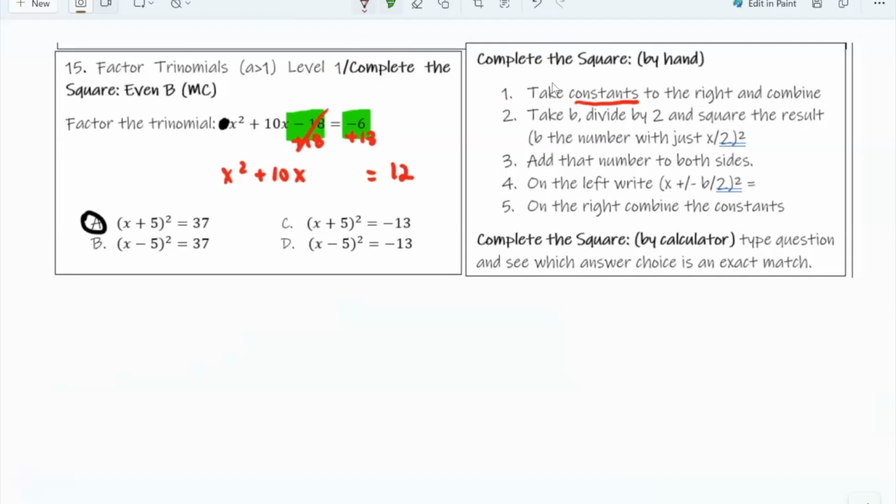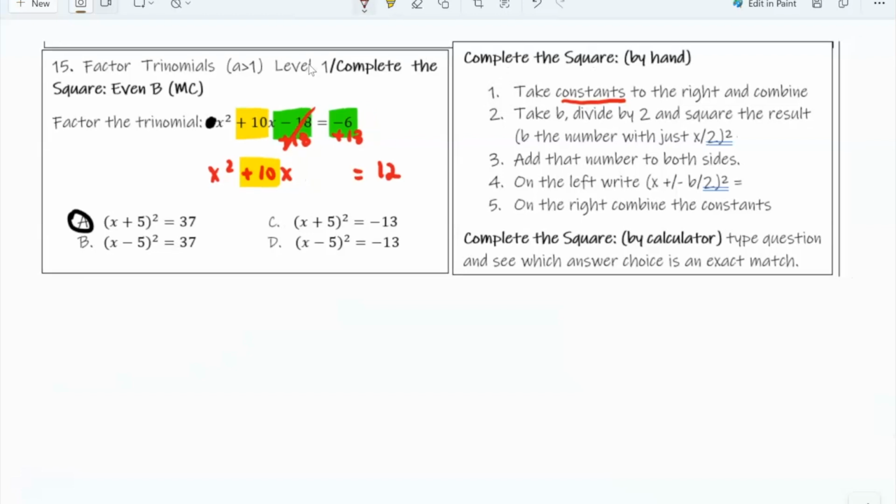Take b, and again, b is the number with just the x, so take b right there. You're going to divide it by 2, and then square that result. So 10 divided by 2 is 5, and squared that's going to be 25. And you're going to add that number to both sides. So I'm going to add it to this side and add it to this side.